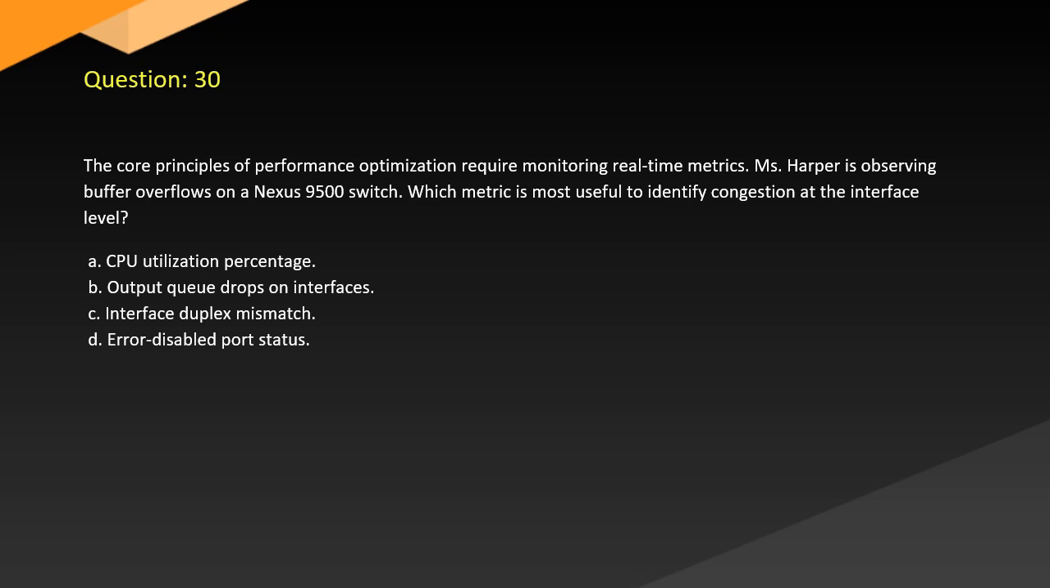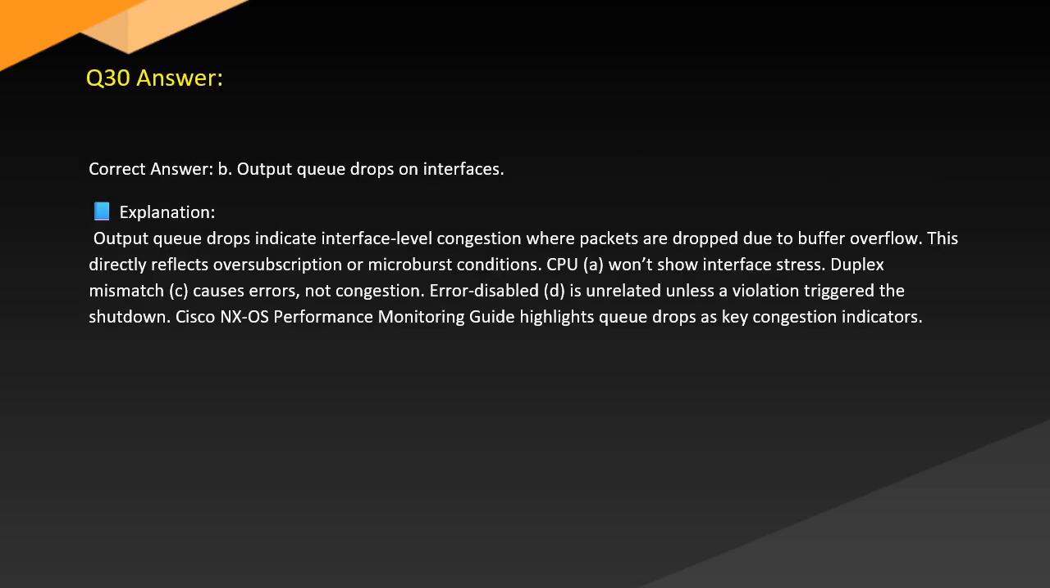A. CPU utilization percentage. B. Output queue drops on interfaces. C. Interface duplex mismatch. D. Error-disabled port status. Answer. Correct answer: B. Output queue drops on interfaces.